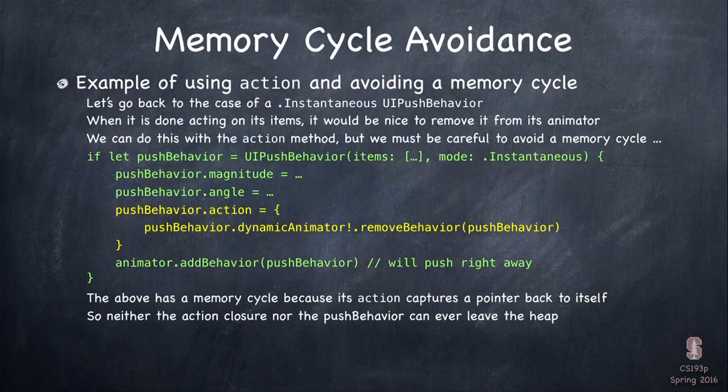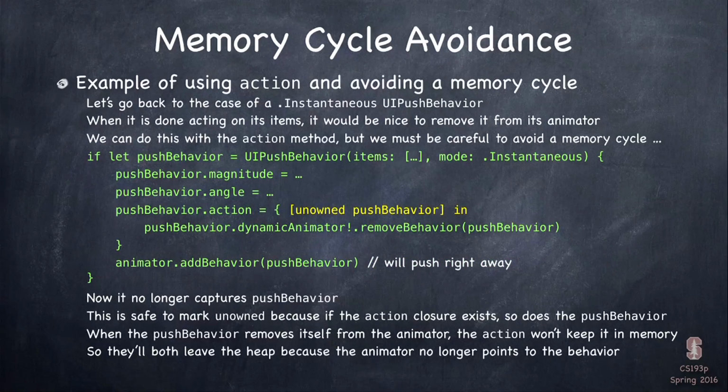And just to remind you how we break it here, we're just going to put unowned push behavior in here. Because we know that this can never be out of the heap when action is called, by definition. Action's only called when this push behavior does anything, so it has to clearly still be in the heap or it wouldn't have done anything. So we can just put unowned push behavior, boom, breaks our cycle. This was just a refresher course in breaking memory cycles.